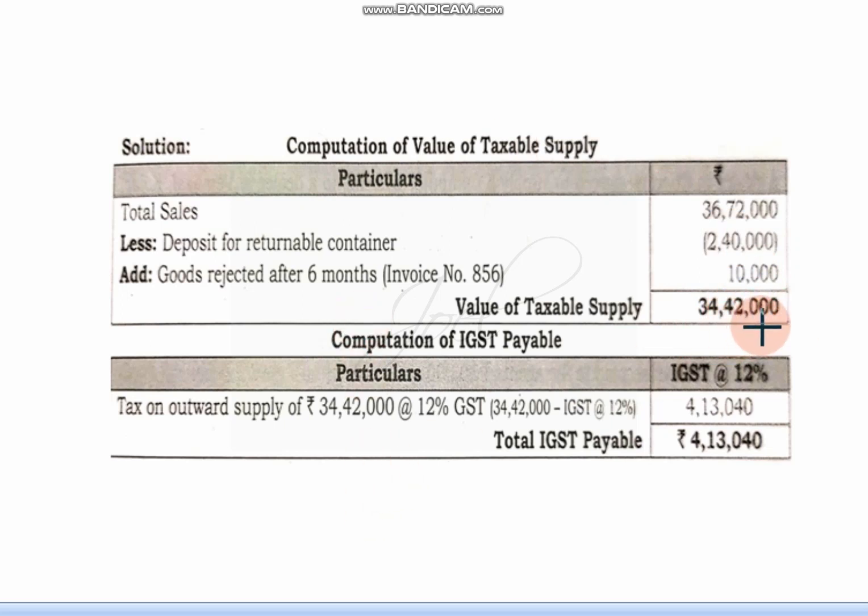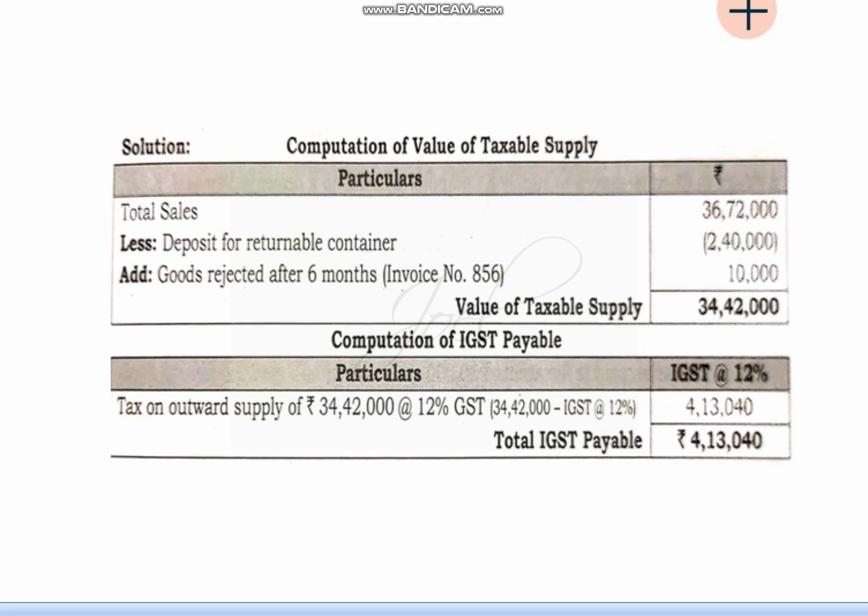So 34,42,000 into 12%, you will get 4,13,040. So this is our GST payable. So the problem is very simple, only the concept we have to understand. You can expect these kinds of problems for Section C in the Mangalore University examinations.